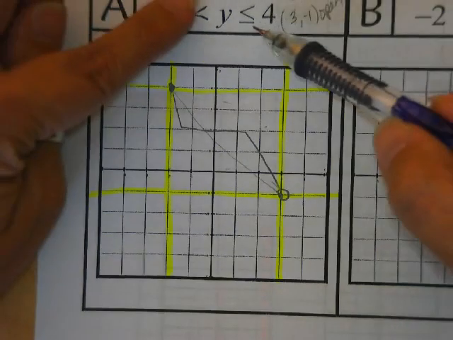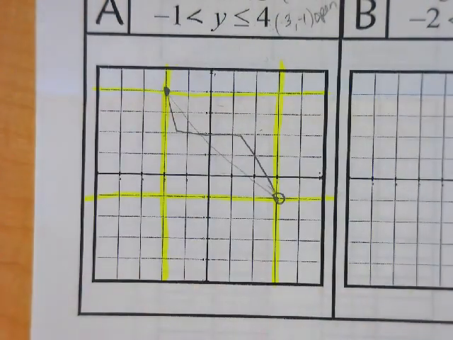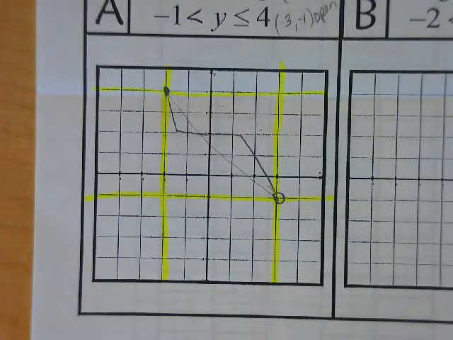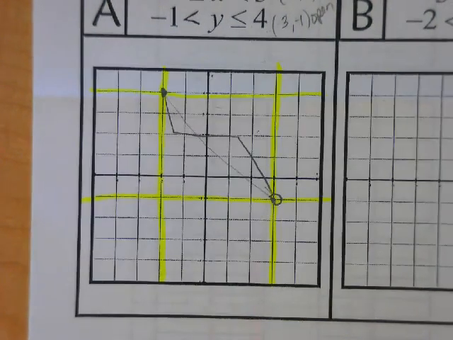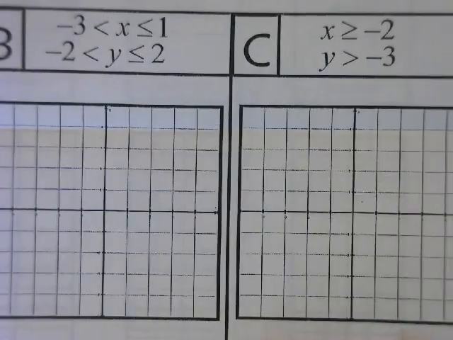Because they both had the closed circle inequalities. Okay, good question. All right, anyone else? All right, so let's look at another one. You want to look at C? You want to look at both of them or just one?